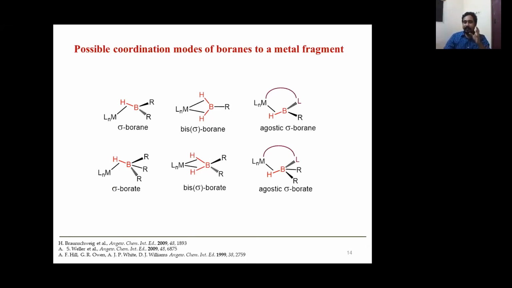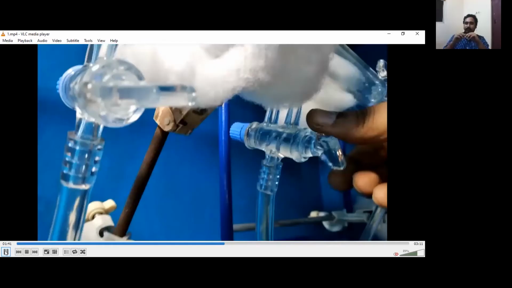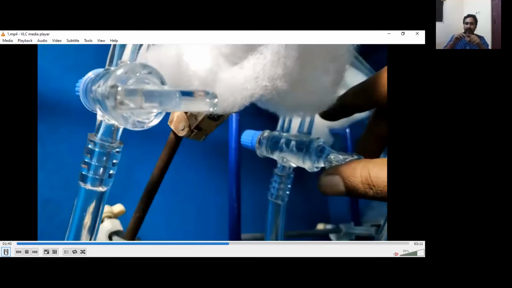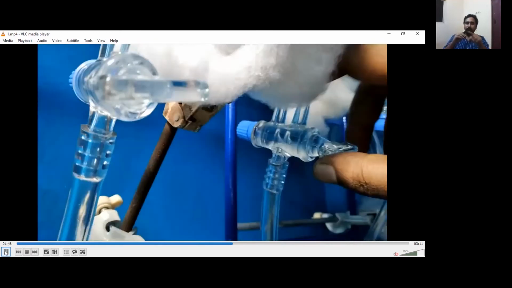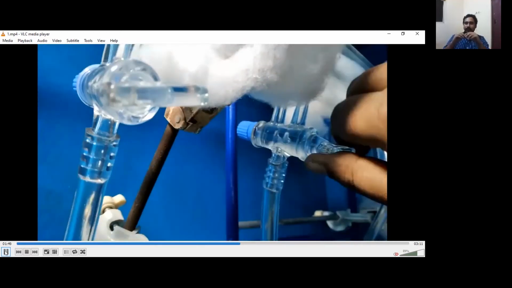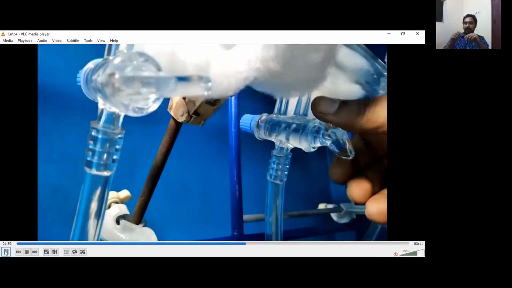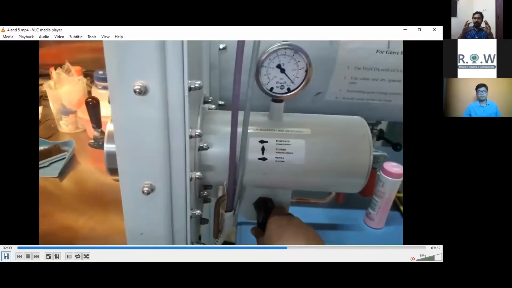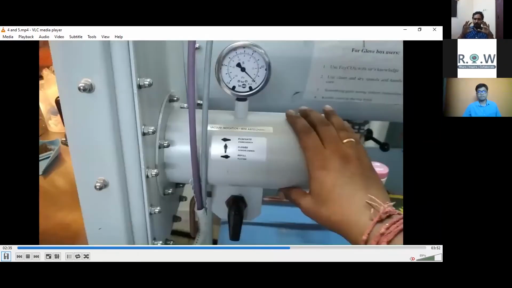Another category has been introduced, that is called the agostic sigma borane. In the video you can see how we are generating the inert atmosphere for putting the reaction, and how synthesizing those kind of things is done. The front one is the vacuum, the one behind is the argon. If you change the knob, you can connect with the argon line. So now it is done, it is in argon atmosphere there.